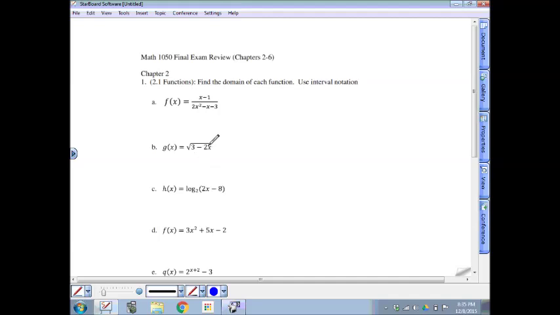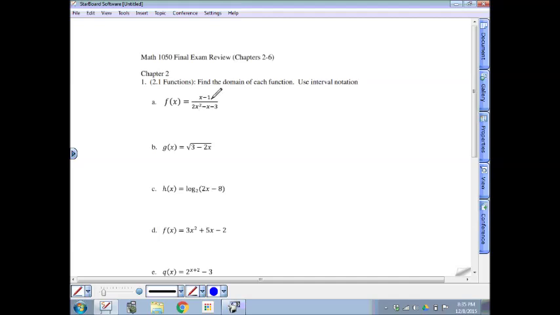Okay, this is the review for chapters 2 through 6. Question 1, this is from the very beginning, very first day, finding the domain of various functions. So for part A, this is what's called a rational function.